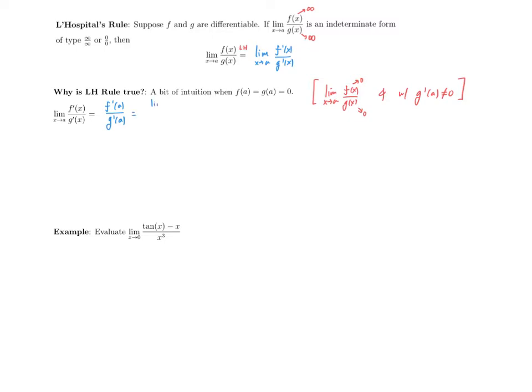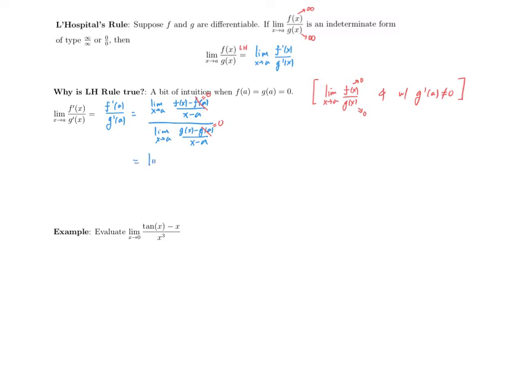Rewriting these, we can say f prime of a is the limit as x approaches a of the difference quotient, f of x minus f of a over x minus a. And g prime of a, our denominator, is also a derivative, which means by definition it's a limit of a difference quotient. And then if we go ahead and just simplify a bit, f of a we said is equal to 0, so we can cancel that off. g of a is also something we said is equal to 0.